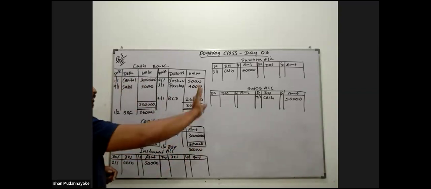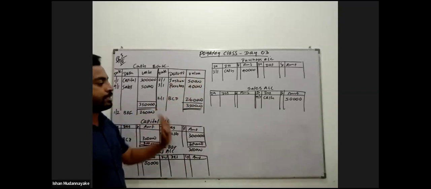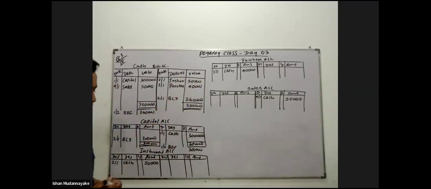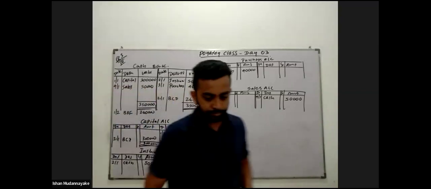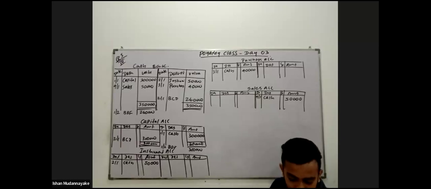Likewise, you can balance off other ledgers. Please balance off the instrument account, purchase account, and sales account. Quickly balance off those ledger accounts. You can do it.